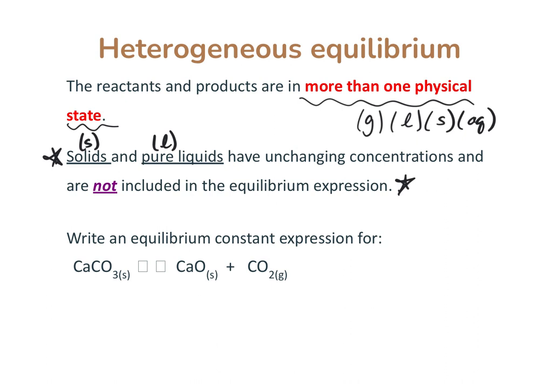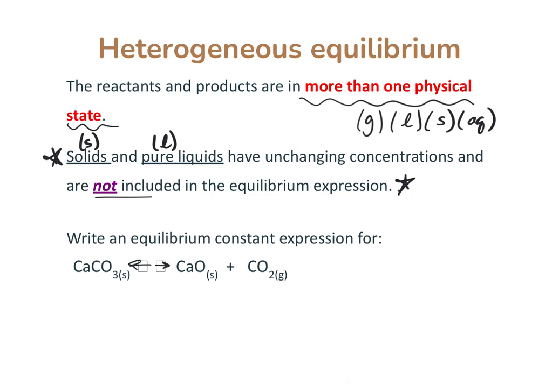But for a solid or a pure liquid, if I'm looking at something like, let's say, copper metal, I can't make copper metal more concentrated or less concentrated. It's just copper metal. The atoms fit in how they're going to fit in. So they do not have changing concentrations, meaning we don't include them. So we only do changeable concentrations in an equilibrium equation.